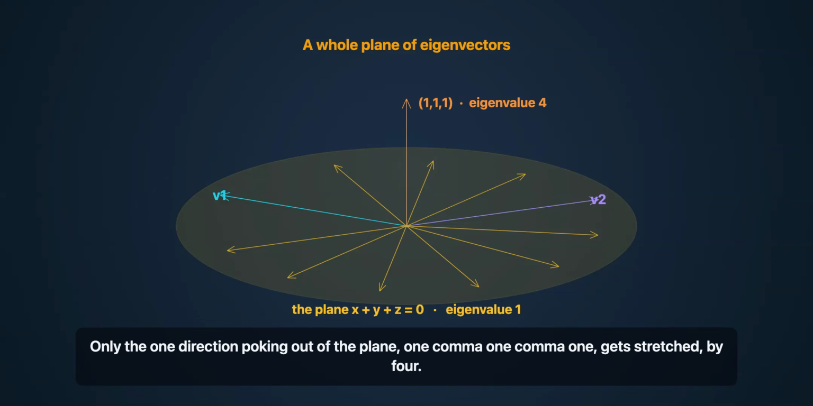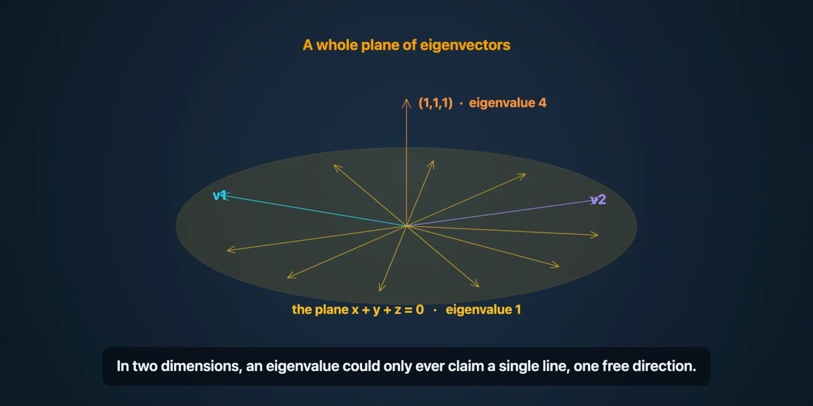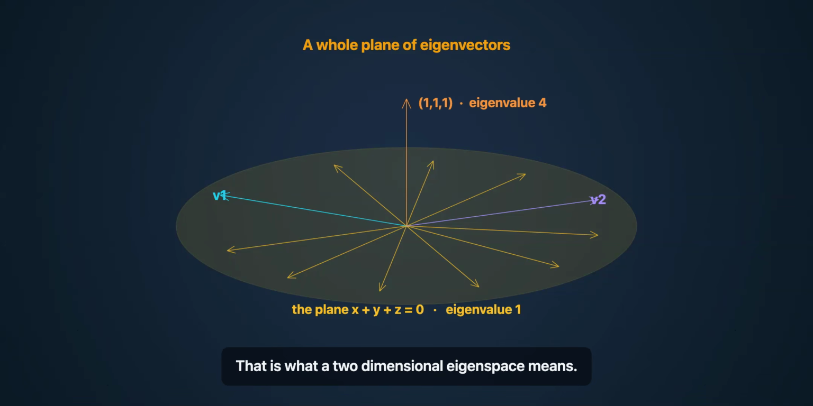Only the one direction poking out of the plane, 1 and 1 and 1, gets stretched by 4. In 2 dimensions, an eigenvalue could only ever claim a single line, one free direction. Here the repeated eigenvalue claims an entire flat sheet, 2 free directions. That is what a 2-dimensional eigenspace means. The eigenvalue does not own one arrow, it owns a whole plane of them.